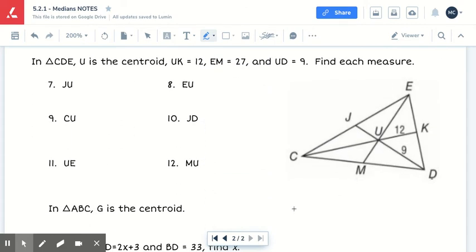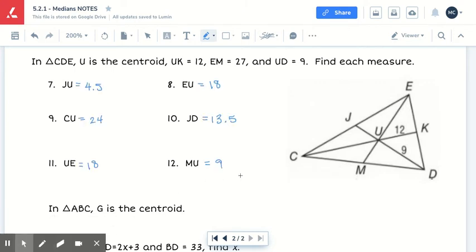All right, we have another guided exercise problem here. It says in triangle CDE, U is the centroid, UK is 12. So getting familiar here, UK is 12, that's labeled on the picture for me. It says EM is 27, so this entire median from E to M is 27. And UD is 9, and that one again is labeled on the picture. And then they want you to find all of these measures. So once again, pause the video here, and then find each of those and then come back.